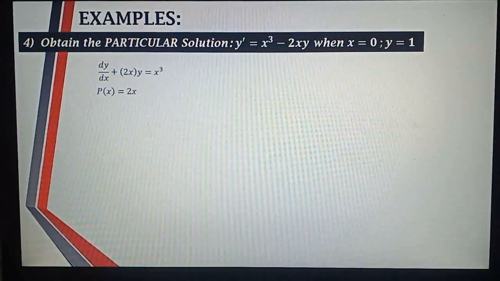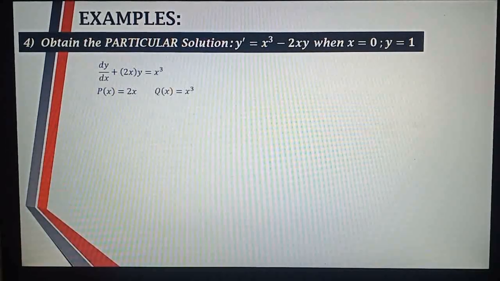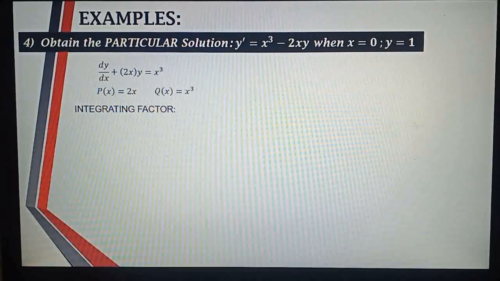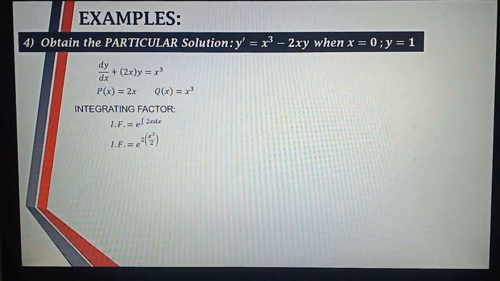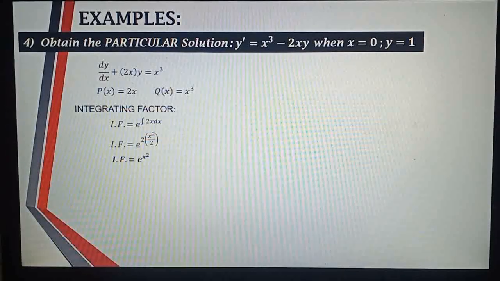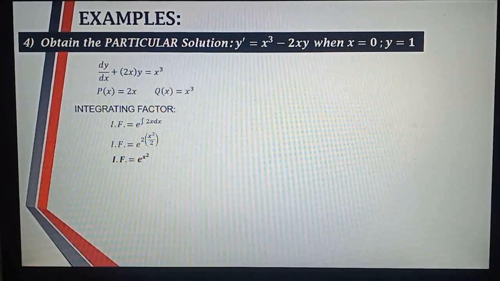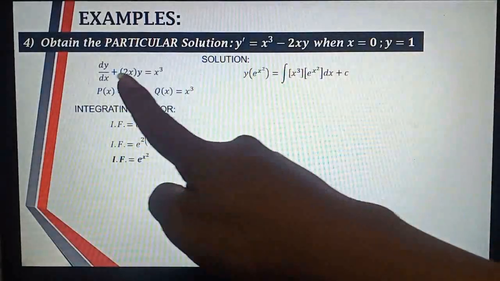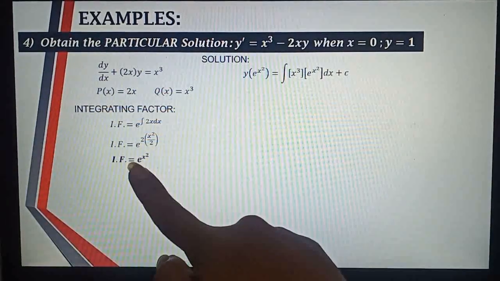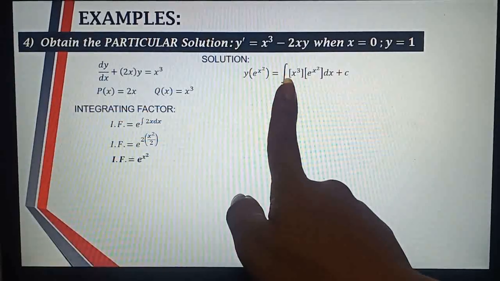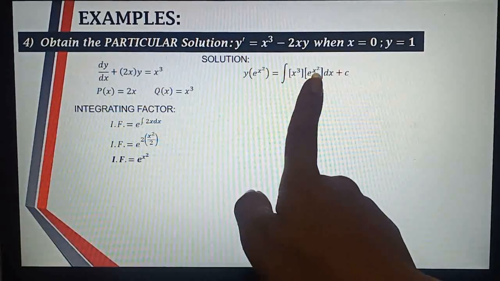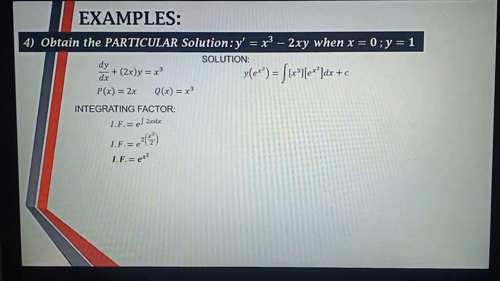So the p of x is 2x. Then the q of x is x cubed. Now identifying your integrating factor, the integrating factor is equal to e raised to the integral of 2x dx. So kapag in-integrate natin yon, you will now have e raised to 2 multiplied to x squared over 2. Ang simplified version ng integrating factor natin is e raised to x squared. Now, following the solution, you have dy over dx, so you will have y multiplied to the integrating factor, which is e raised to x squared, equals the integral of x cubed, which is your q of x, multiplied to e raised to x squared dx plus c.